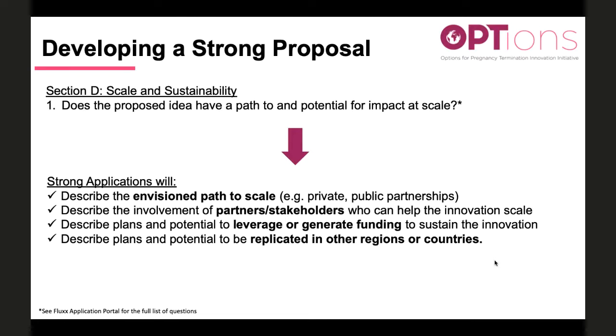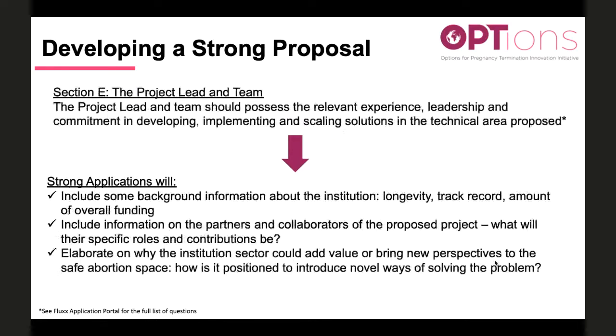So how you can write a strong application here is really describing your envisioned path to scale. Is it through a private scaling pathway or public partnerships, for example? Describing the involvement of the partners and stakeholders who could help with the scale of the innovation and how you would plan to engage them. Potential plans for leveraging or generating other sources of funding, and potential for the innovation to be replicated in other regions or countries. Is this an idea that if it proves successful in the context where you are testing it, where else could it potentially be impactful and be applicable?